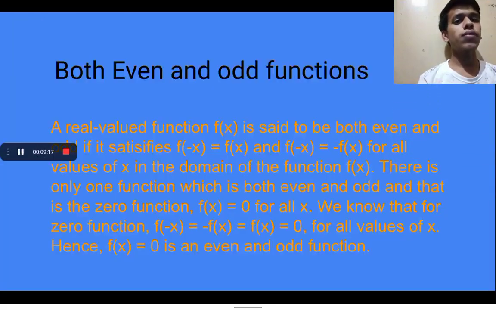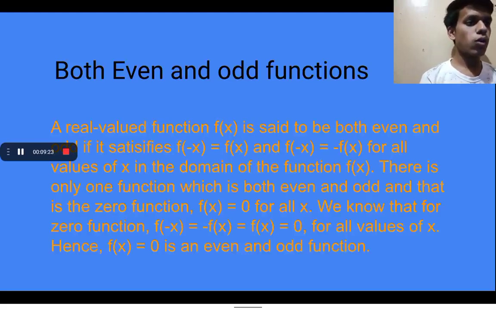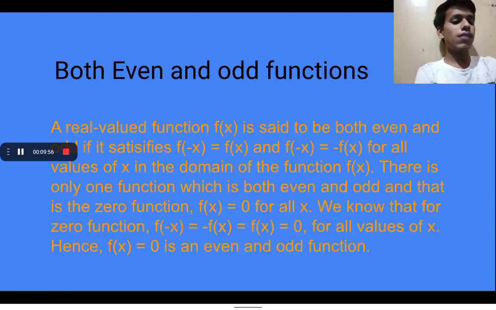So what if a function is both even and odd? A real valued function f of x is said to be both even and odd if it satisfies f of minus x equal to f of x and f of minus x equal to minus f of x for all values of x in the domain of the function f of x. There is only one function which is both even and odd, and that is the zero function, that is f of x equal to 0 for all values of x. We know that for a zero function f of minus x equal to minus f of x equal to f of x equal to 0 for all values of x. Hence f of x equal to 0 is both even and odd.